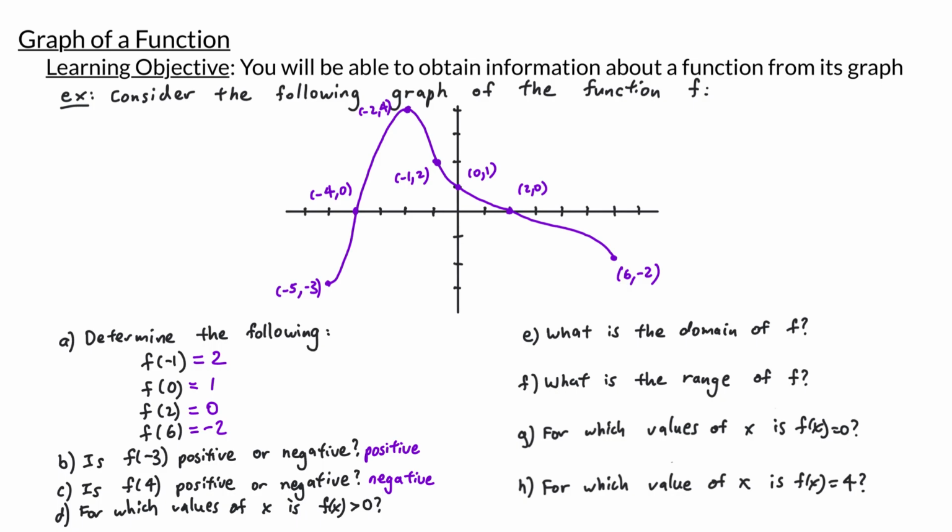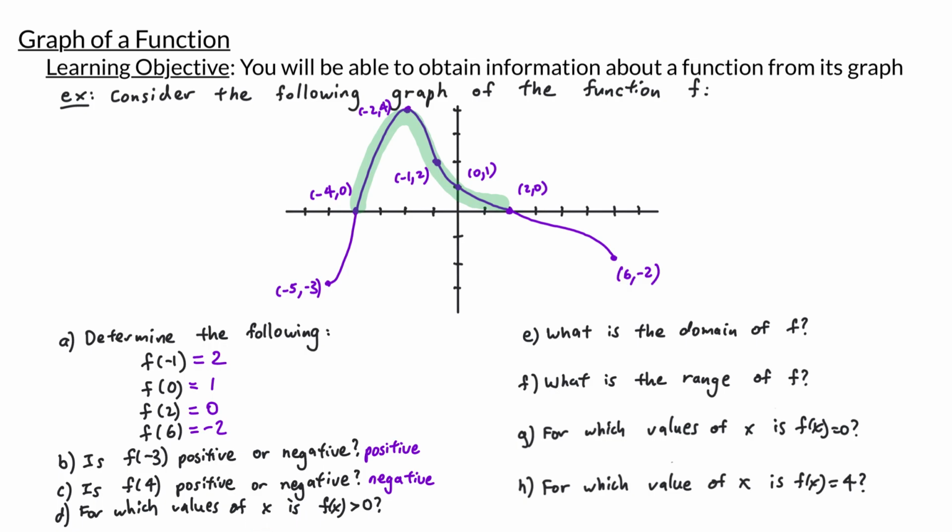The next part asks, for which values of x is f of x greater than 0? So this problem is asking us, for which inputs is the output here positive? Remember that outputs correspond with y-coordinates. So we want to look at our graph and see for which points on my graph is the y-coordinate positive, meaning for which points on our graph is the graph above the x-axis. Let's highlight that portion of the graph that's above the x-axis. Now this problem is asking us for the x values or the inputs where this occurs.